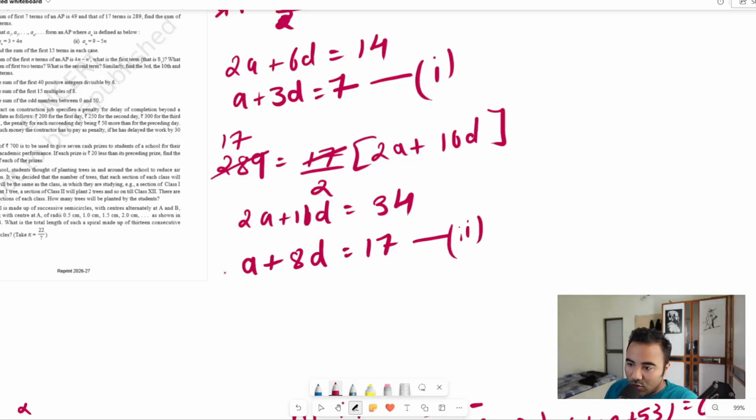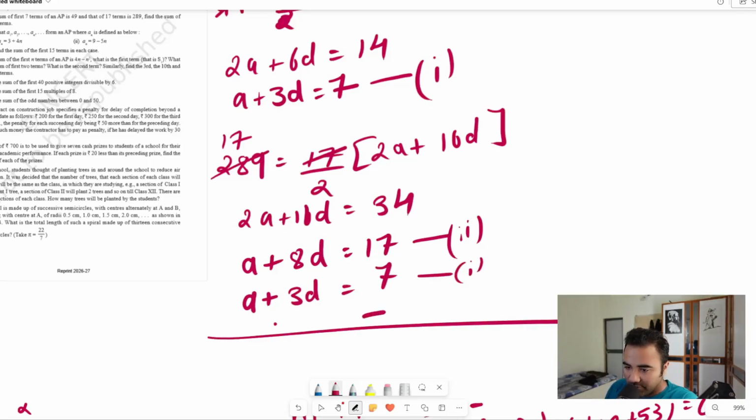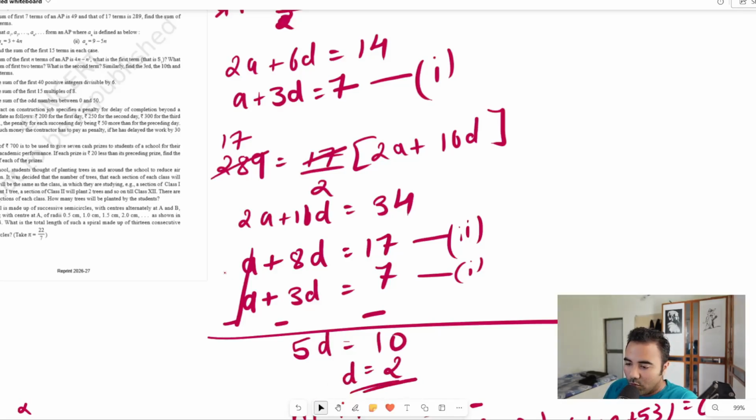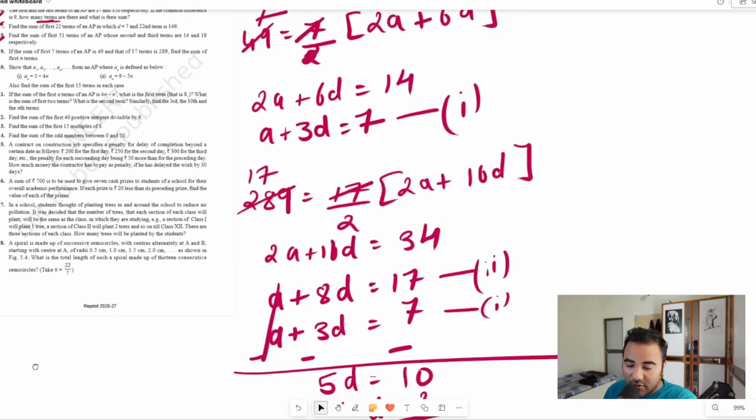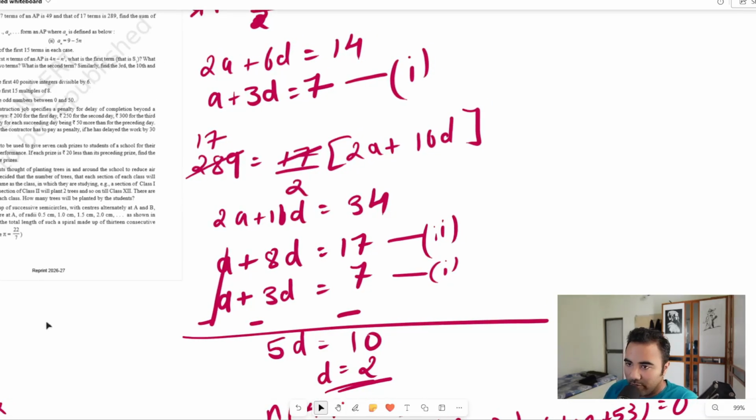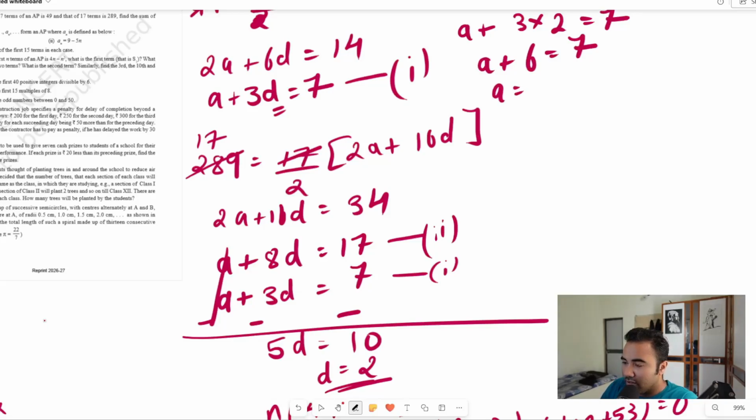Now let's use elimination. a plus 3d, this is your first equation. Simply change the signs, positive, negative. 8 minus 3 is 5d. 17 minus 7 is 10. So d is equal to 2. We have the common difference. What are they asking? Find the sum of first n terms. We have d is equal to 2, so I'll put the value of d in this equation. a plus 3 into 2 is equal to 7. a plus 6 is equal to 7. So a is equal to 7 minus 6, that is 1.